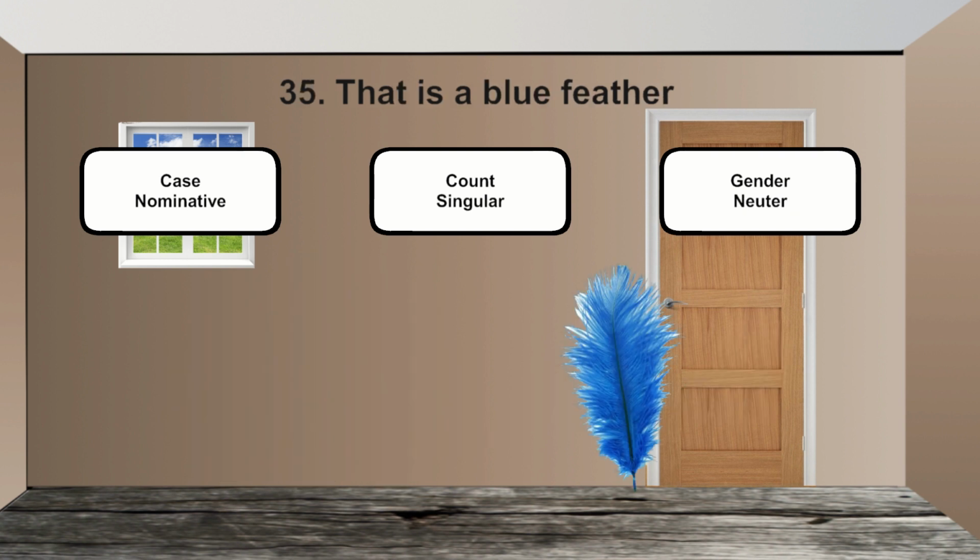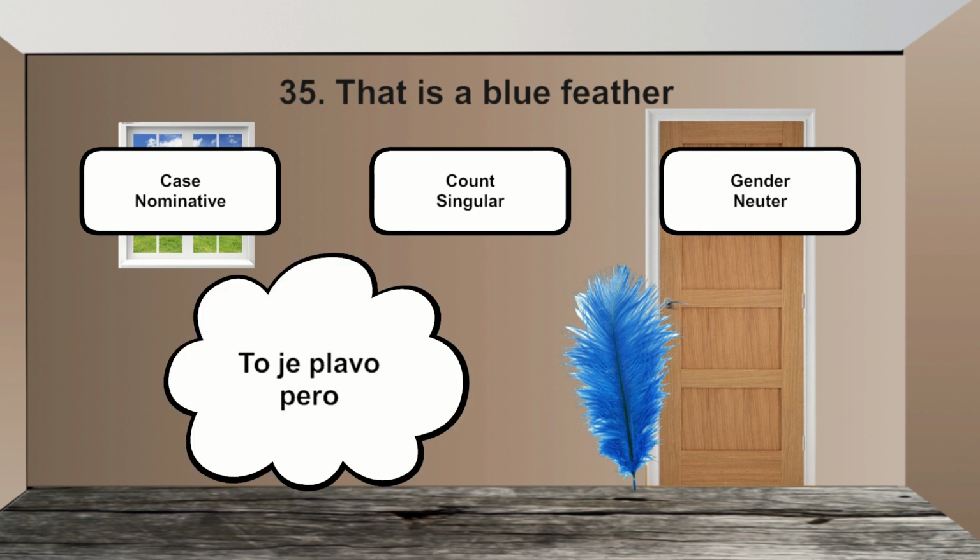Question 35. Pitanje 35. That is a blue feather. Neuter, singular. To je plavo pero. To je plavo pero.